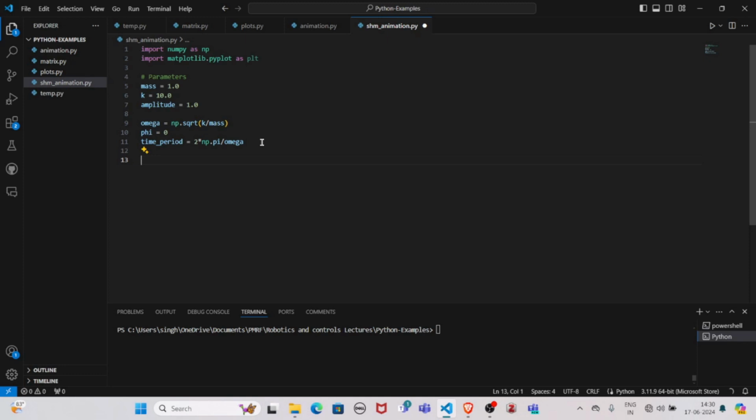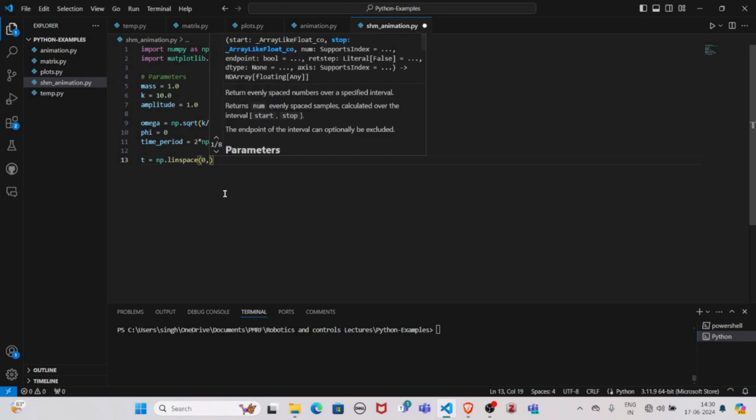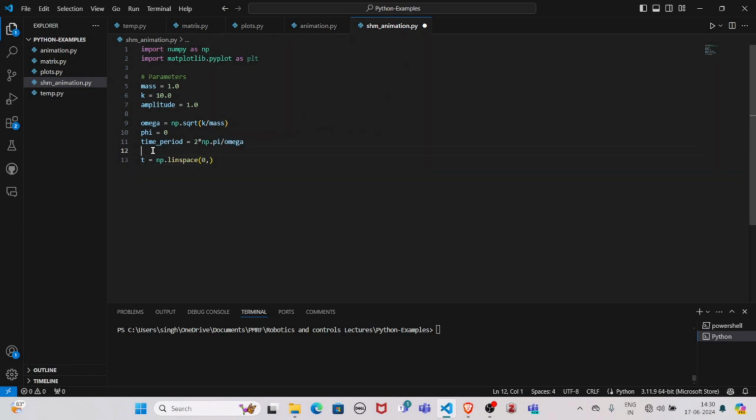Now let's define our dependent variable, or independent variable, sorry. So t is np.linspace, let's call it 0 to... so we should decide some maximum time for which we want to run the animation. So t max we can define it as, let's say, 2 times the time period. So it will run for 2 oscillations and then it will stop.